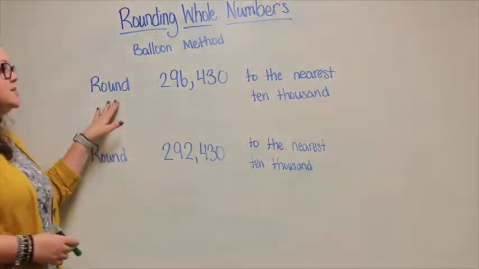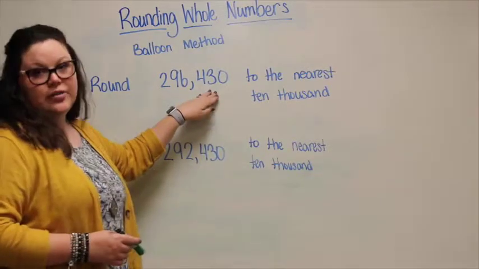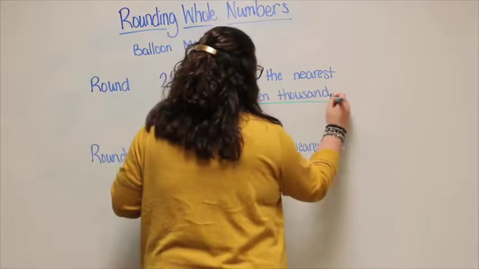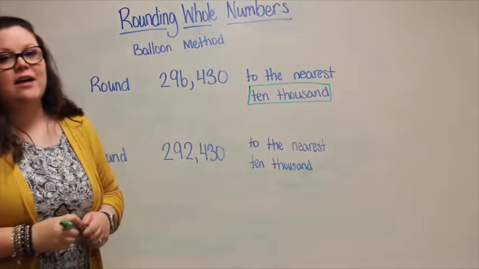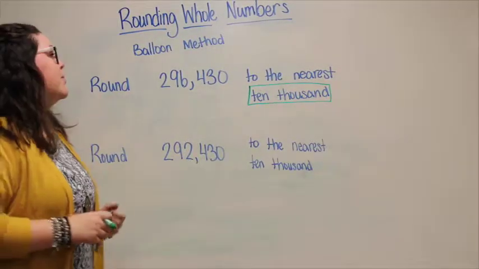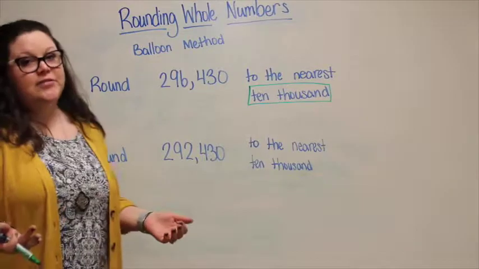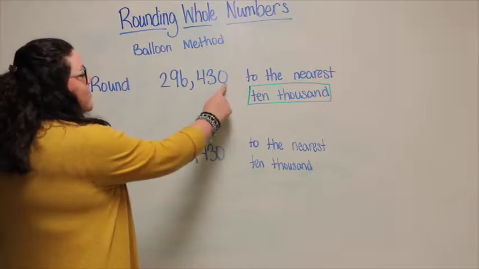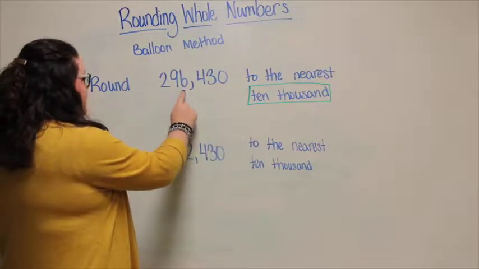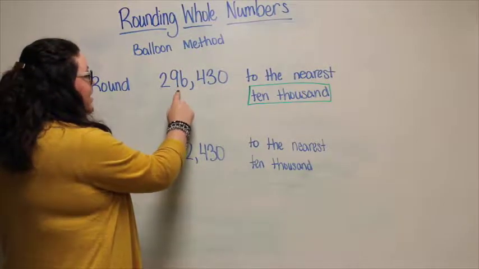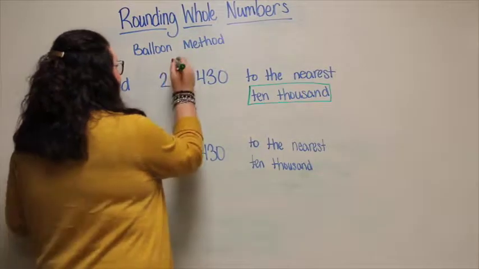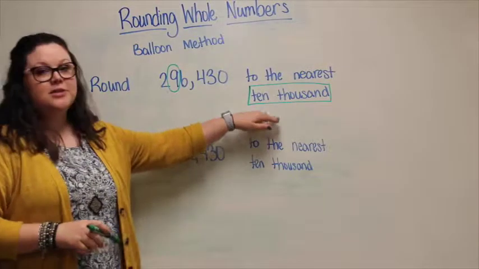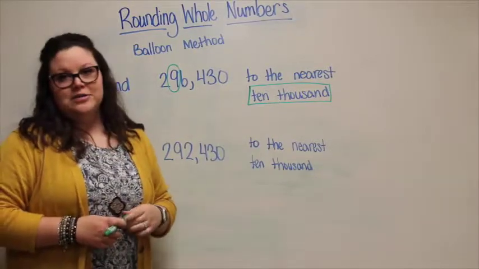So in my first example, it says round 296,430 to the nearest 10,000. I'm going to put a box around 10,000 so that I make sure I am correctly rounding to the appropriate place value. So the first thing I have to do is find where is my 10,000 place value. I know that this is my ones, tens, hundreds, thousands, 10,000s. I'm going to put the place value that it's asking me to round to in a balloon. The place value that it wants me to round to is the place value that goes in the balloon.